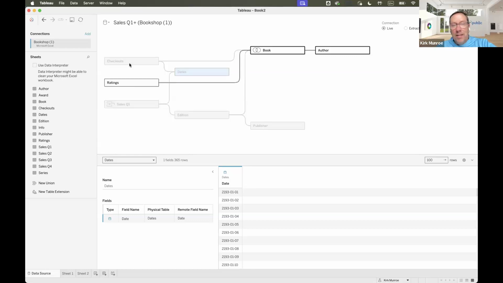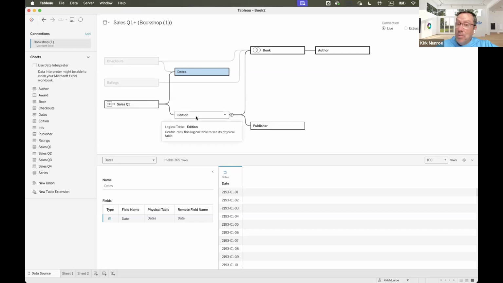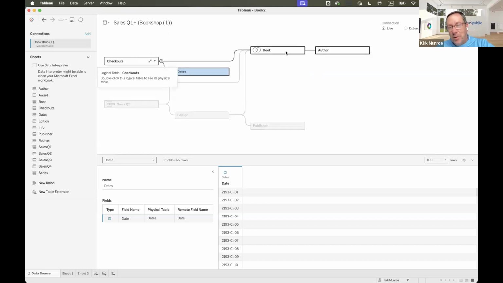So we first put in sales, ratings, and checkouts because those are things we measure. And then I'm like, okay, how do we measure sales? Well, we measure sales by editions because people buy editions. And then what do they have? They have editions of books, right? And what do they check out? Well, they only check out books.